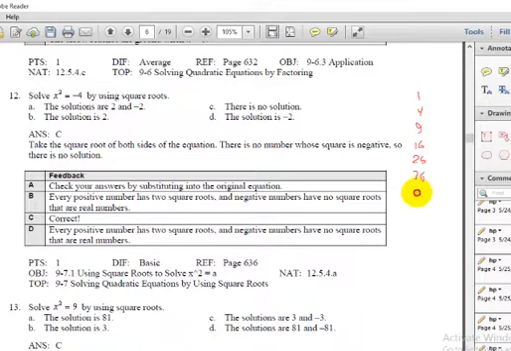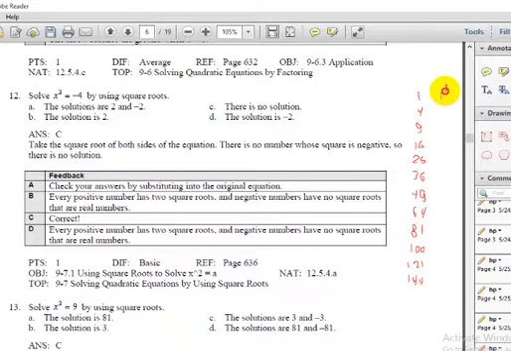Complete, do you remember? 36, what? 49. What else? 64. 64 and what? 81. What else? 100, 121. 121, yes. 144. These are the perfect square numbers, which equal what?